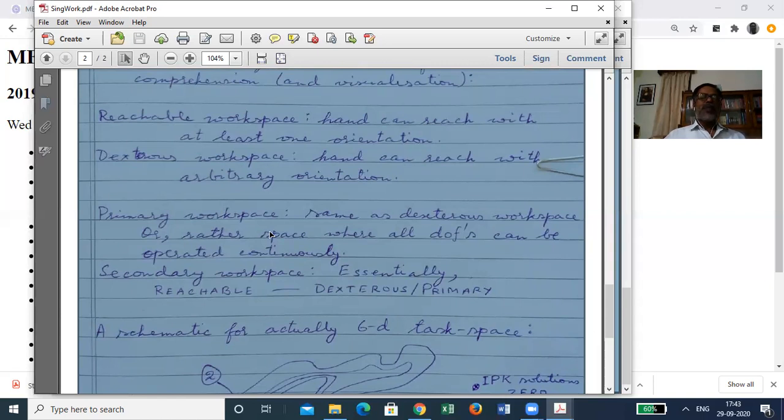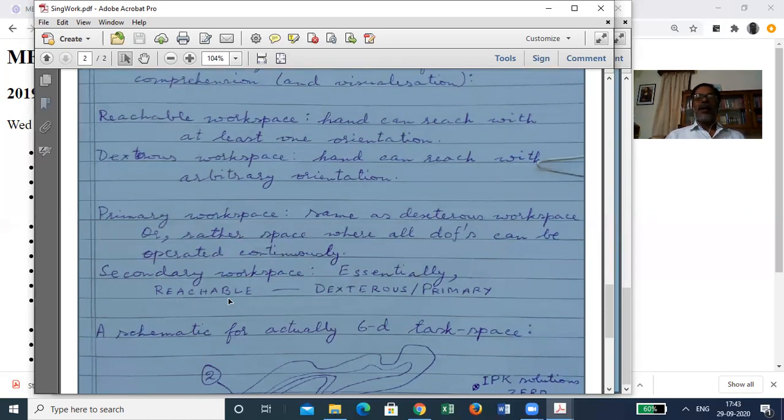Okay, and outside this primary workspace, there will be some additional part of the task space where all the degrees of freedom cannot be operated continuously, but some degrees of freedom can be achieved. Okay, and that is basically the reachable workspace.